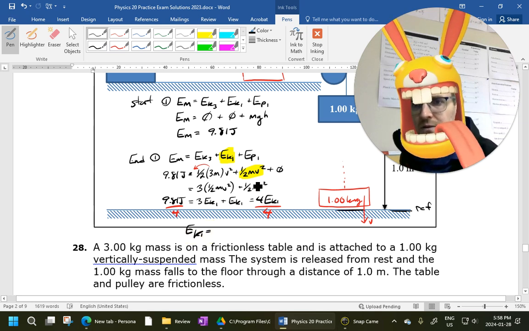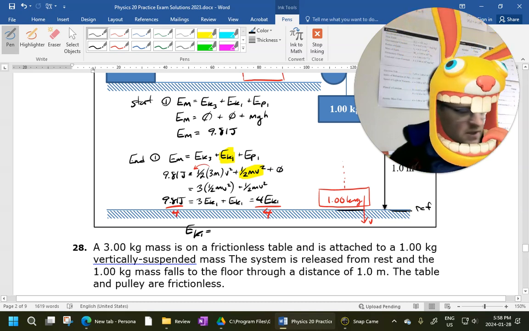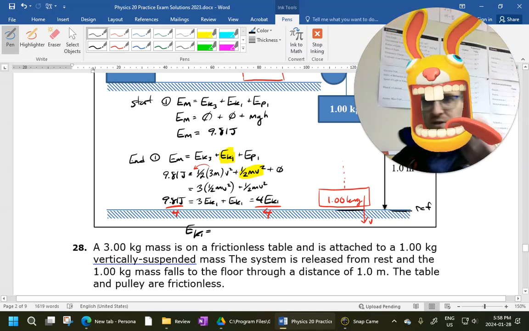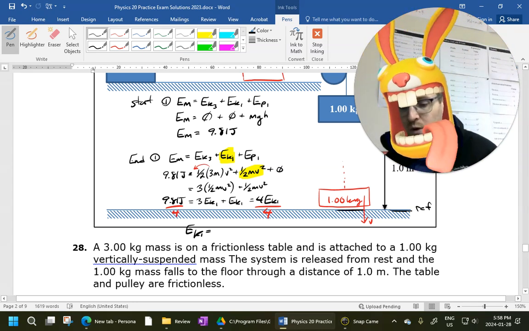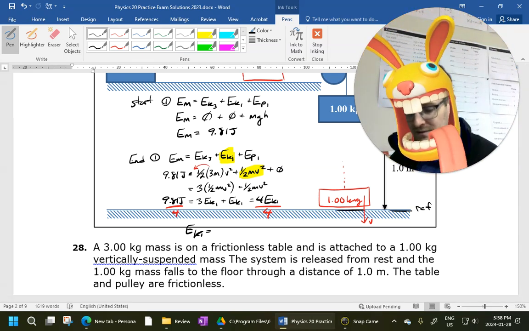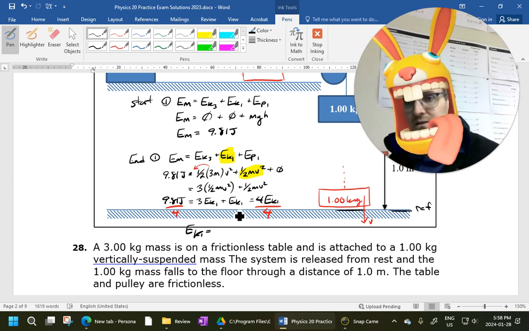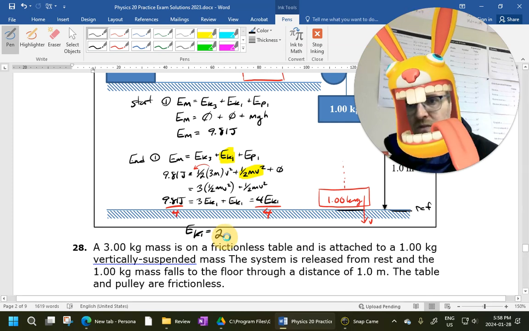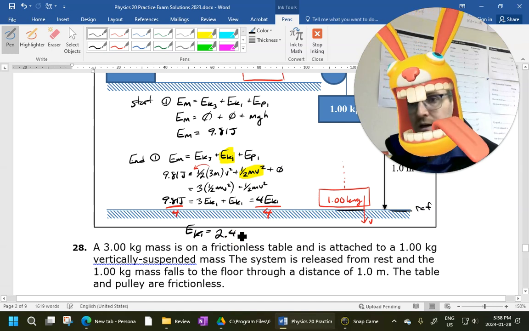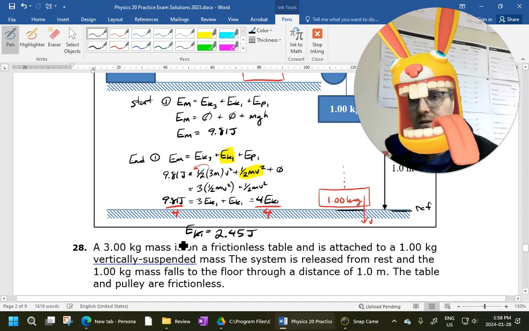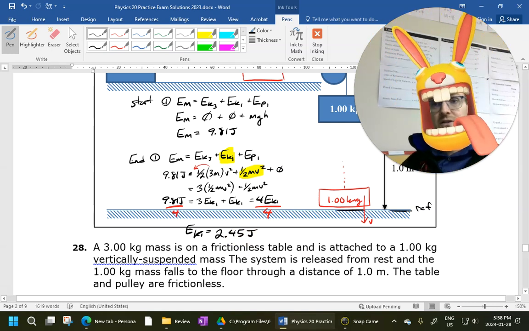the EK of number 1 there is just a fourth, because it's got to split between all of them, and the other one is going to have more of the energy because it's more massive. So this is only 2.45 joules. Now that's a very hard question, right?